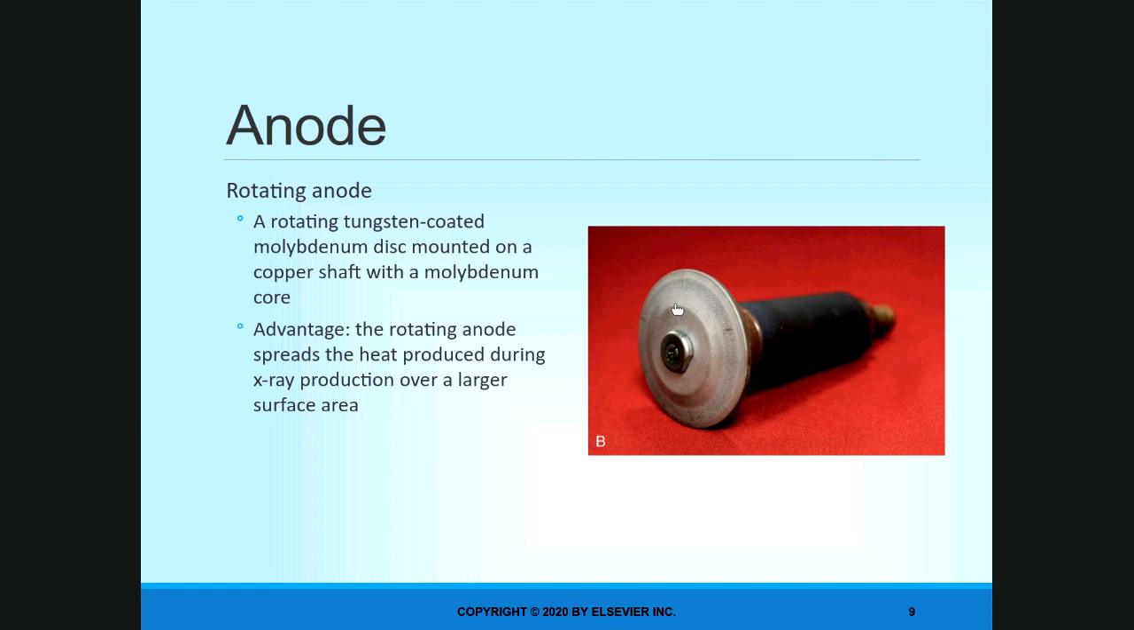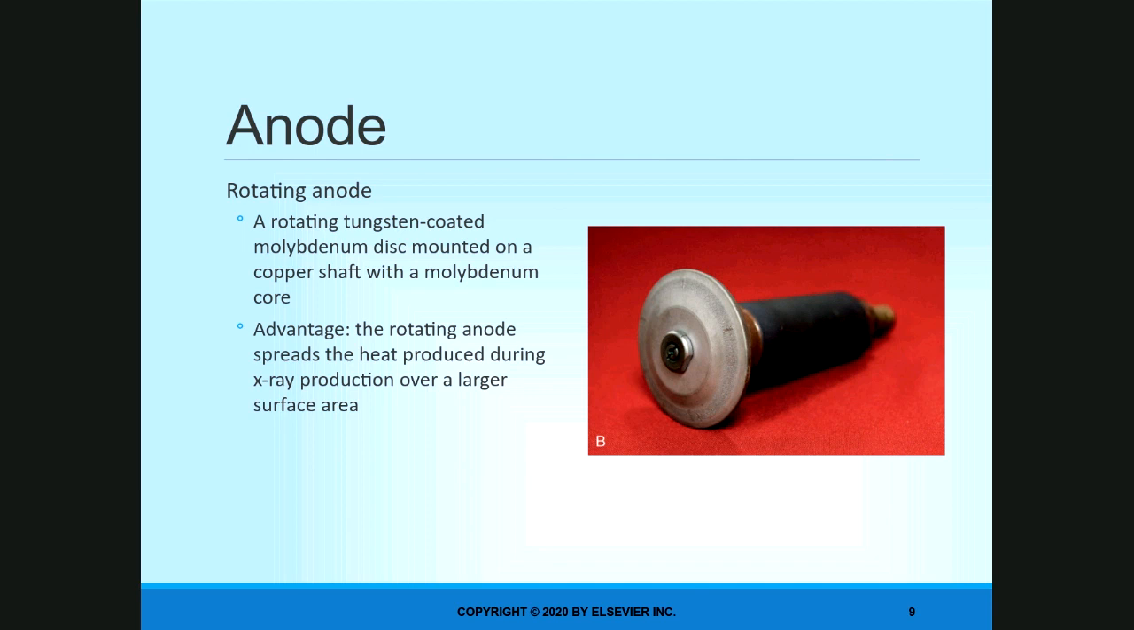approximately, let me see if it says in here. Tungsten, rhenium. I want to say it typically has about 90% tungsten and possibly 10% rhenium in that. And the purpose is to spread out the heat that's produced during X-ray production over a larger surface area. So I'm going to try and draw this and show you what I mean. So let's say we have the anode.